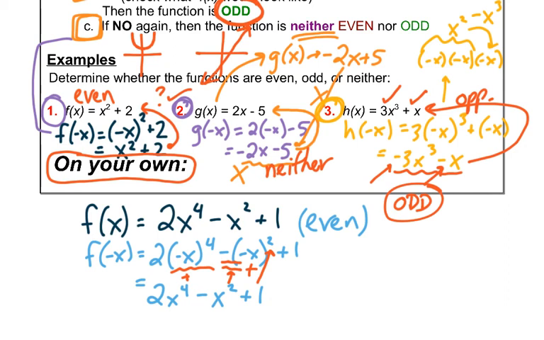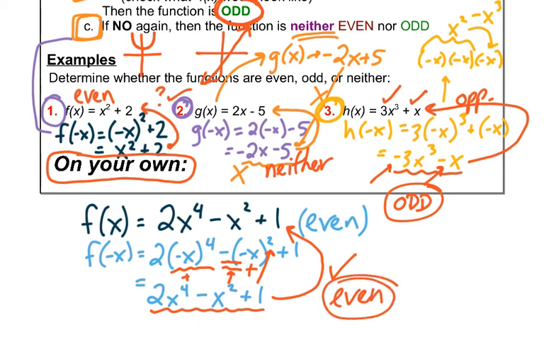All right, algebra done. Let's compare. Look at our new function. Let's compare it with the original. Is it the same? Yes, it is exactly the same, which means he is, like we figured out, an even function. Symmetry over the y-axis.